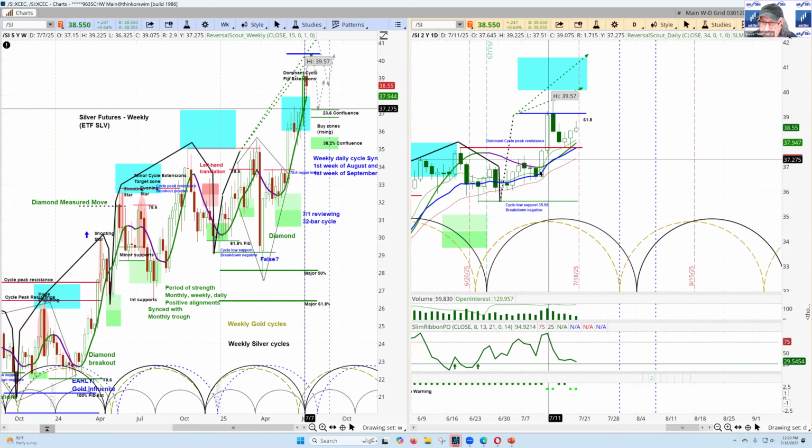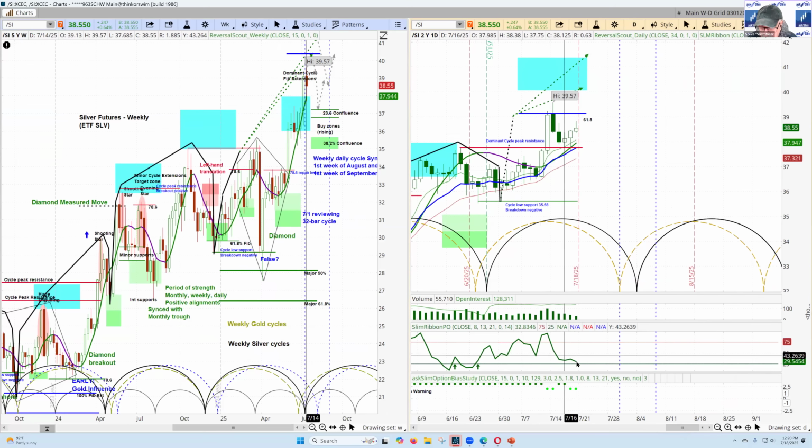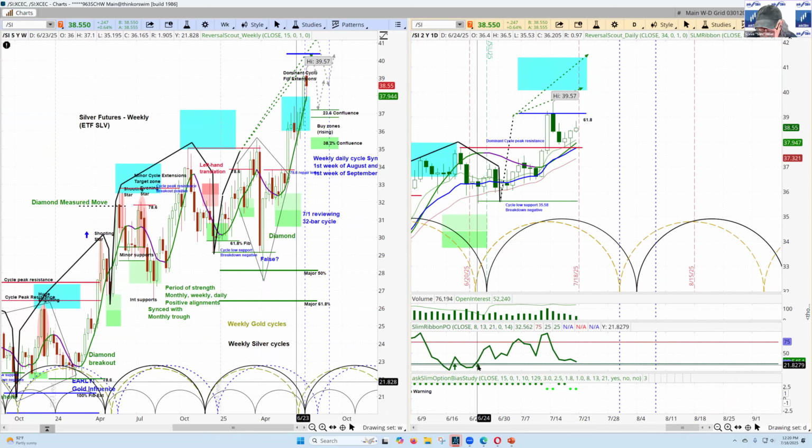Momentum on the slim ribbon, positive. Momentum on the reversal Scott, positive. The slim ribbon PO, positive. Look at these arrows, which tell you upward momentum is likely to come back. And of course, that happened.